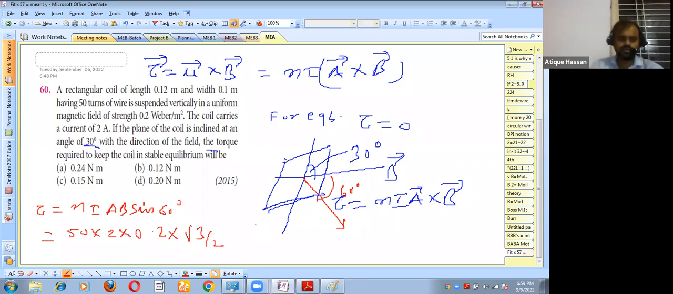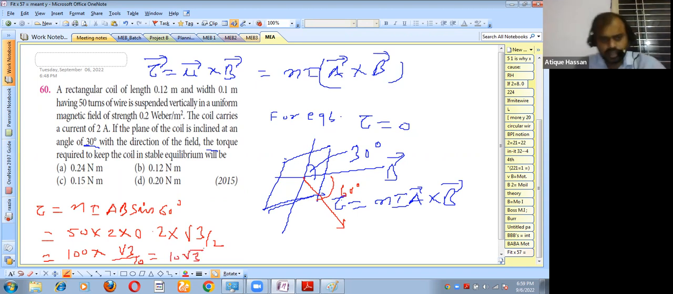So these are the values, and putting that we'll get this is 100 into root 3 divided by 10. So it should be 10 root 3, right? So 10 root 3 is like 1.73 something, so it will be 17 point something.